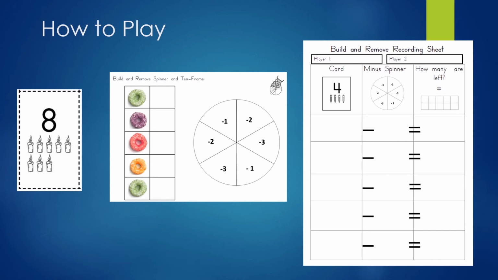Let's write down what just happened in this round of our build and remove game on the recording sheet. I began with a total of 8. And then the spinner had me remove 3, which left 5 counters on the frame.